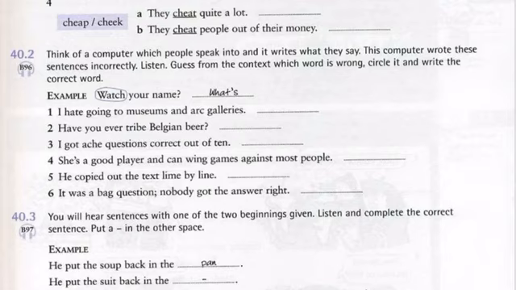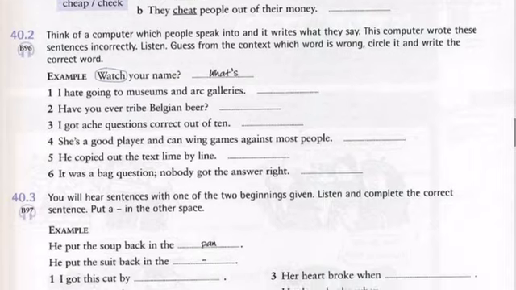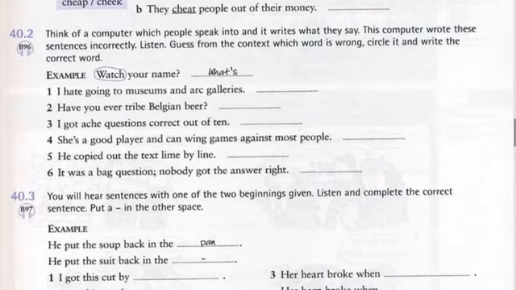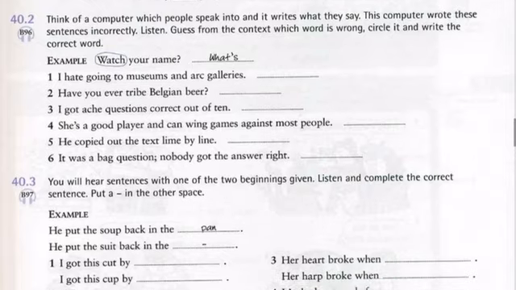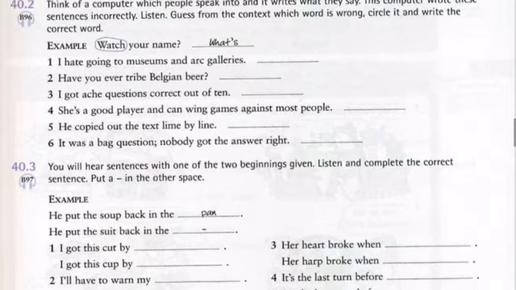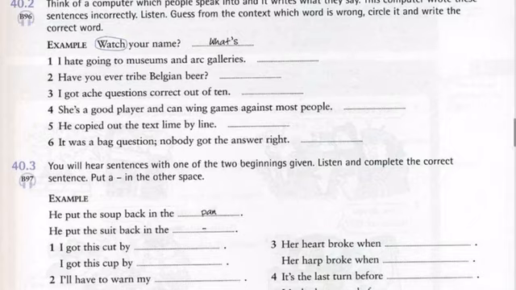So for example, we have "whatcher name," which is the assimilated form of "what's your name." But "what's your name" in fast speech would sound like "whatcher name." Okay. So the first one: I hate going to museum and art gallery. "Art gallery" is, the original word is "arp gallery."